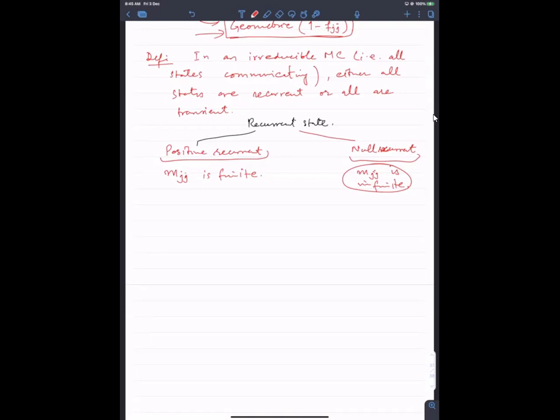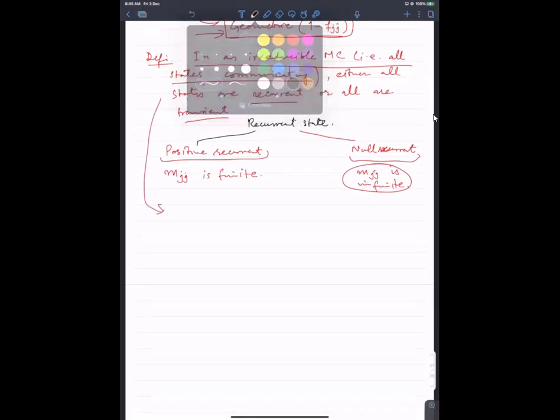So once again, as we said, an extension of this definition: in an irreducible Markov chain, all states communicating, either all states are recurrent or all states are transient. This can be specialized for the case of positive recurrent and null recurrent Markov chains as well.